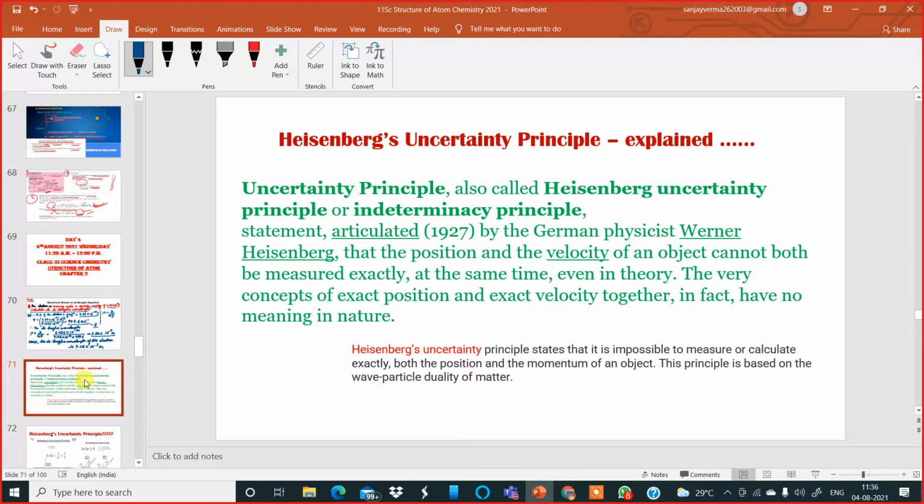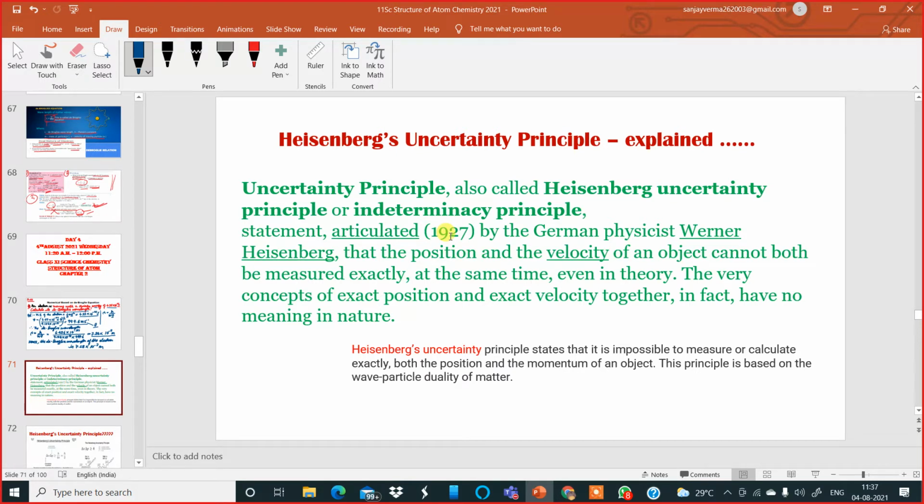So there is one question over here in the first sentence only. This principle is also called the indeterminacy principle. The Heisenberg uncertainty principle is also called the indeterminacy principle. One mark question or a half mark question. Now the statement given below was articulated in the year 1927.